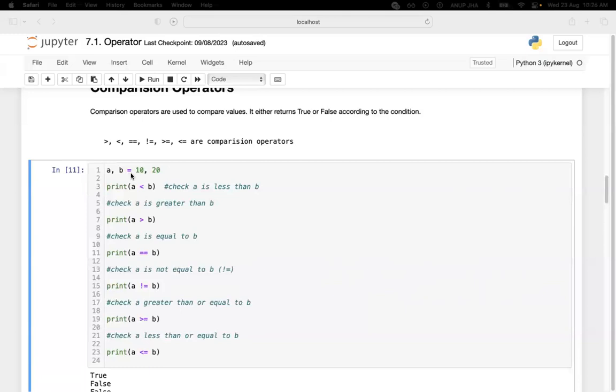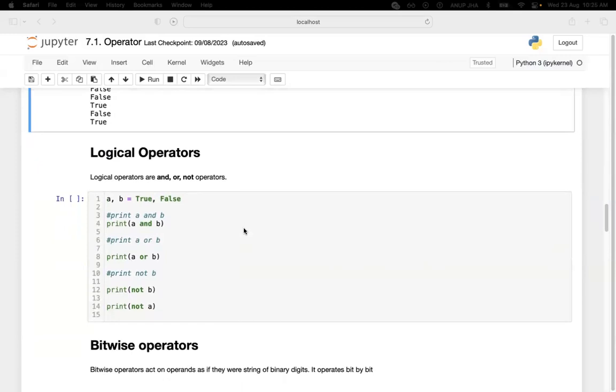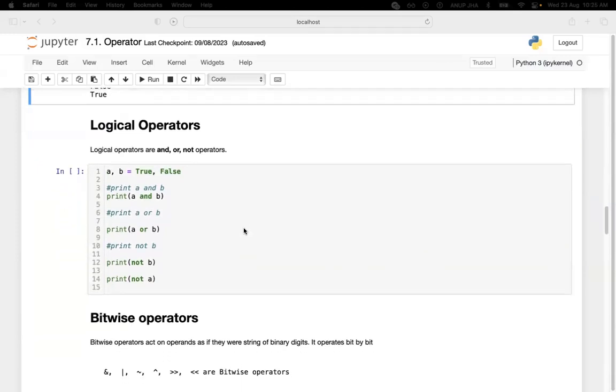And what is this sign called? Assignment operator. Correct. Why? This is called assignment operator because I'm assigning a value 10 to A and assigning value 20 to B. So this is called assignment operator in Python and this is called equal to operator. Hope this is clear to you? Yes, sir. Fine. So now let's move to the next thing.